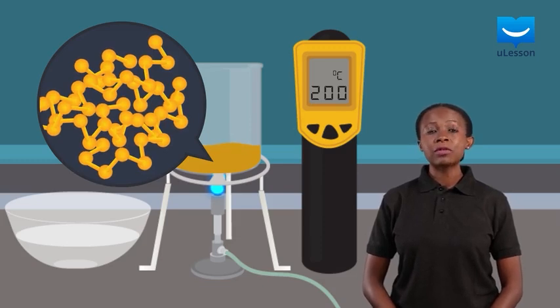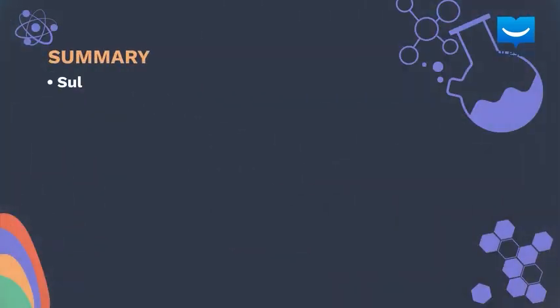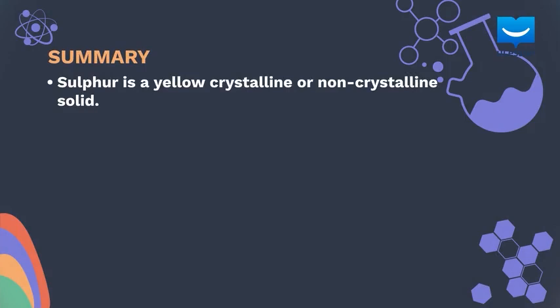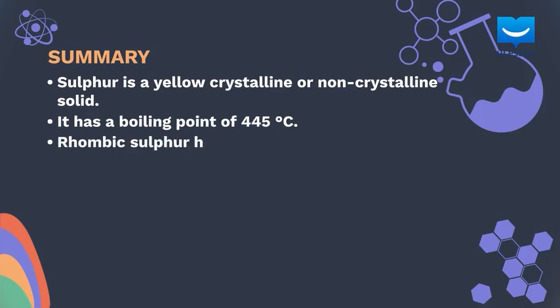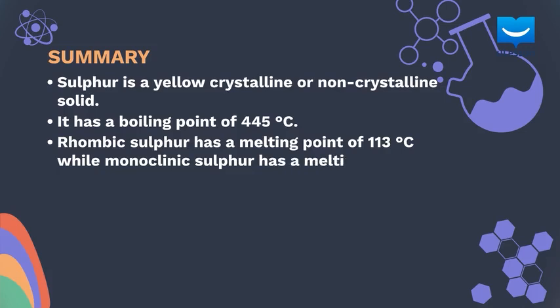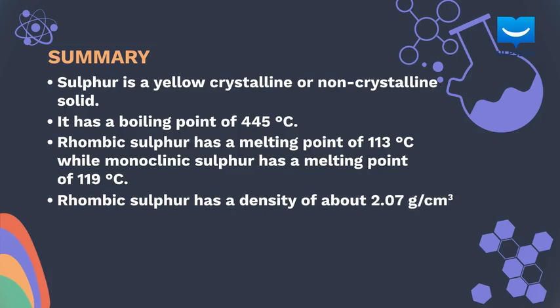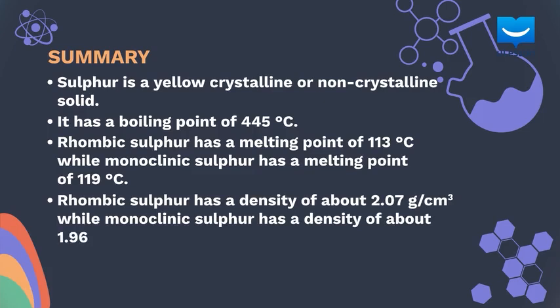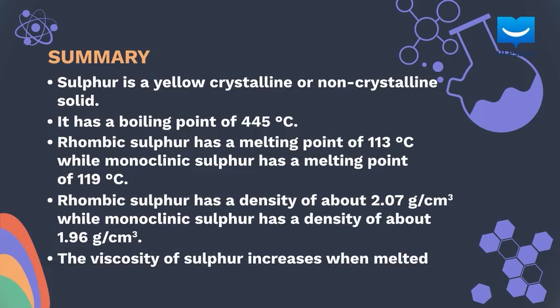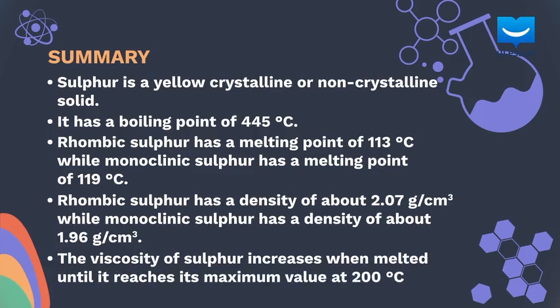Now let's do a summary of what we have learned so far to conclude this lesson. Sulfur is a yellow crystalline or non-crystalline solid. It has a boiling point of 445 degrees Celsius. Rhombic sulfur has a melting point of 113 degrees Celsius, while monoclinic sulfur has a melting point of 119 degrees Celsius. Rhombic sulfur has a density of about 2.07 grams per cm cubed, while monoclinic sulfur has a density of about 1.96 grams per cm cubed. The viscosity of sulfur increases when melted until it reaches its maximum value at 200 degrees Celsius. This is where we will stop this lesson.